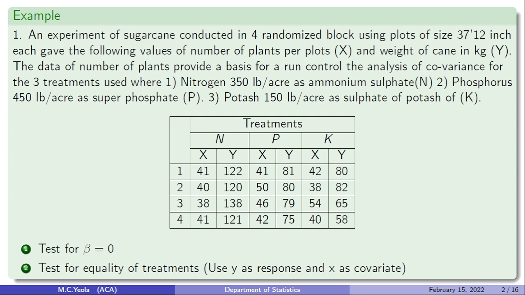y. So what we have given here is the number of plants per plot x, so this x is the number of plants and y is the weight of the cane, that is sugarcane. The data of number of plants provide a basis for the analysis of covariance for the 3 treatments used: first, nitrogen 350 lb per acre as ammonium sulfate N; second, phosphorus 450 lb per acre as superphosphate P; and third, potash 150 lb per acre as sulfate of potash K.